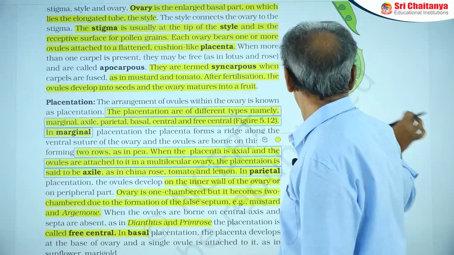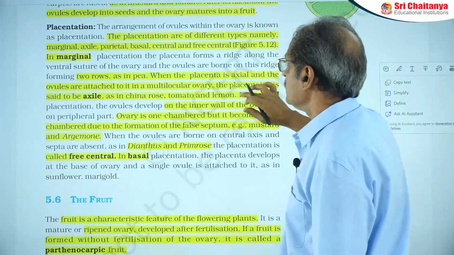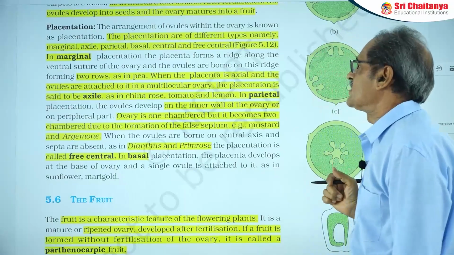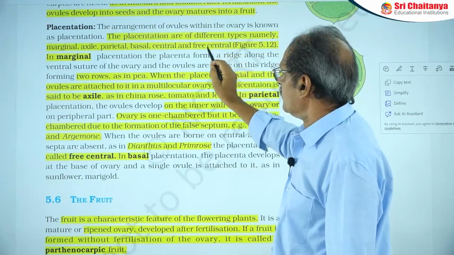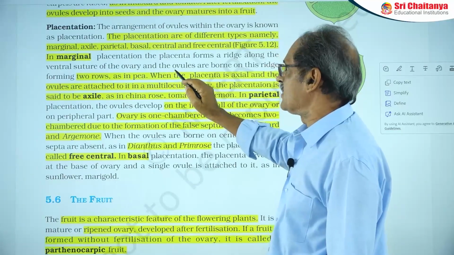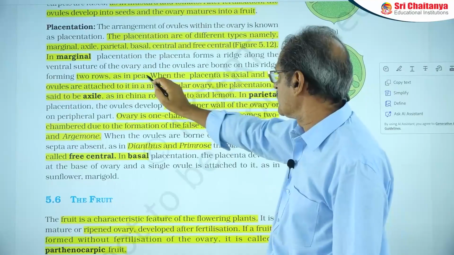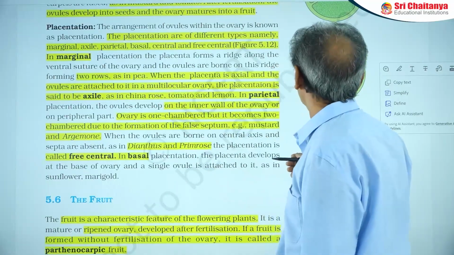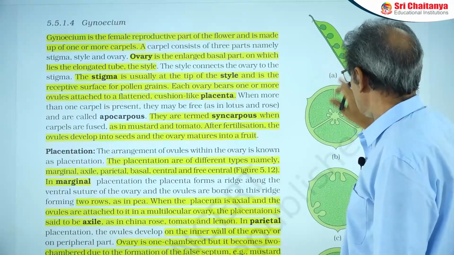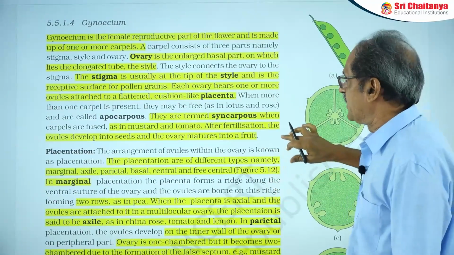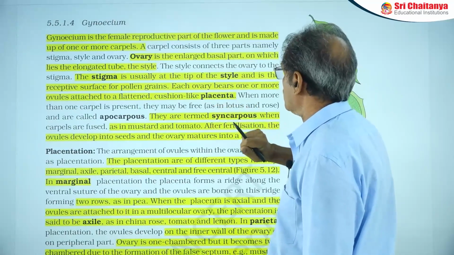So the next one is placentation. How the ovules are arranged in the ovary, that is placentation, with different types. First one is marginal placentation. It is an important feature of Fabaceae. He gave the example pea here, where the ovules are attached at the ventral suture. This also I will explain in a short video. So here just note down the types and examples.